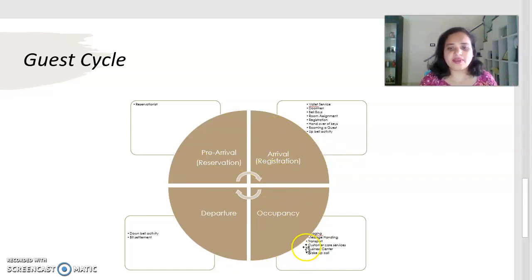Next stage is the occupancy stage. Very important stage where we have to take a lot of care of the guest so that no complaints should be there. So here many services we have to give to the guest. Here I have just mentioned the services which front office gives to the guest. Okay, so first is paging, then message handling. Paging is locating the guest wherever he is in the hotel. Message handling: if any message is there for the guest, then we have to deliver it.